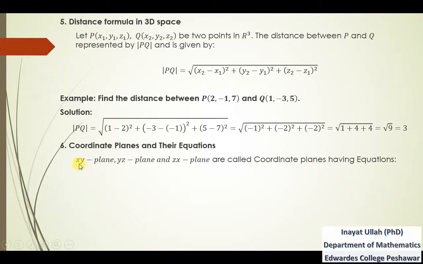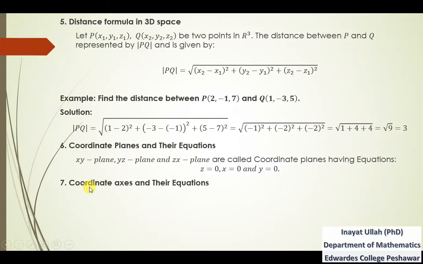We see here that xy misses z, so the equation of the xy plane is z is equal to 0. The equation of the yz plane: x is missing, so x is equal to 0, and for the zx plane, y is missing, so y is equal to 0. So z is equal to 0 is the equation of the xy plane, x is equal to 0 is the equation of the yz plane, and y is equal to 0 is the equation of the zx plane. So these are coordinate planes.